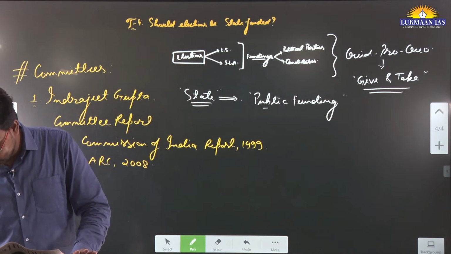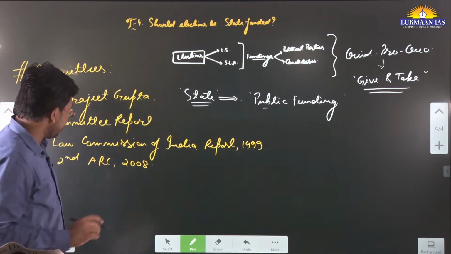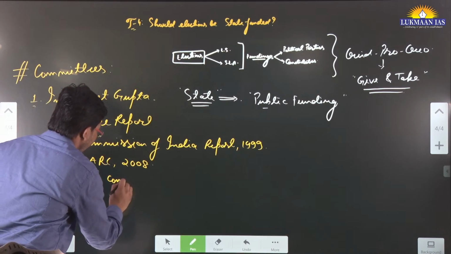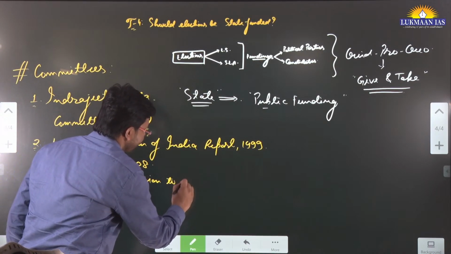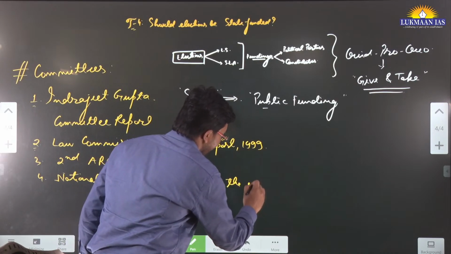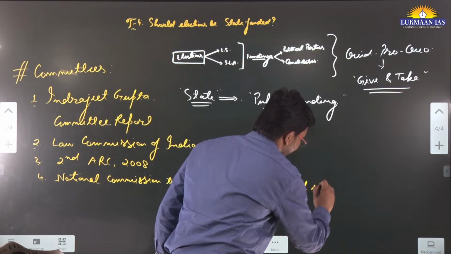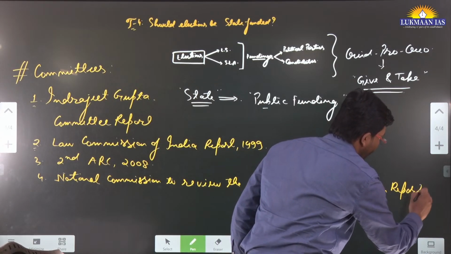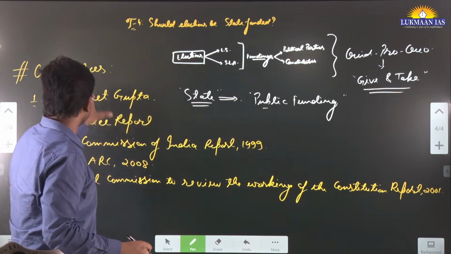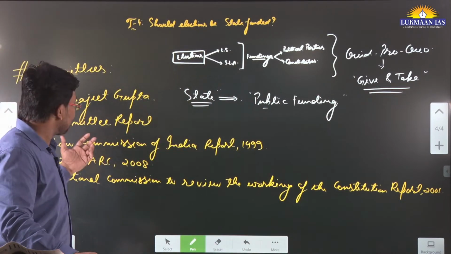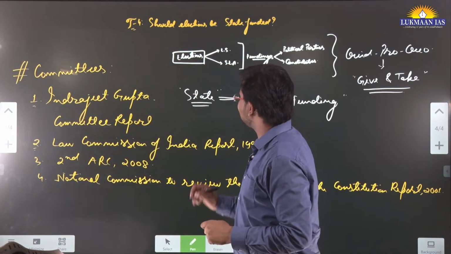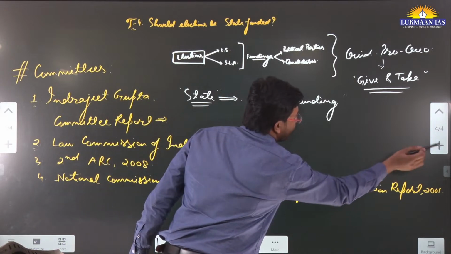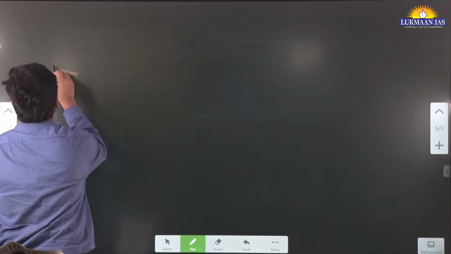Then we have the National Commission to Review the Working of the Constitution, report of 2001. So these are some of the committees or commissions and their reports that have supported the idea of state funding of elections. And in this article itself, they have discussed the Indrajit Committee report. We are going to discuss this committee in detail, because they have talked about this.